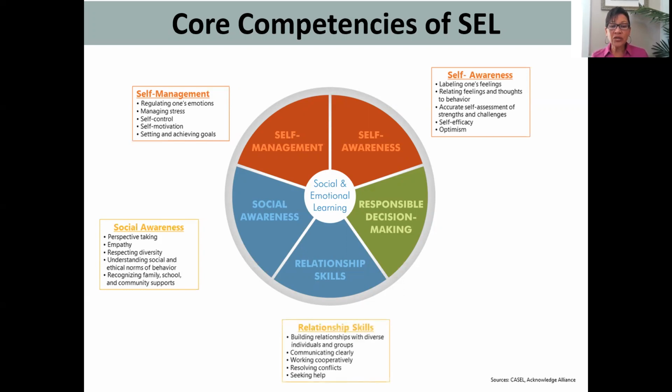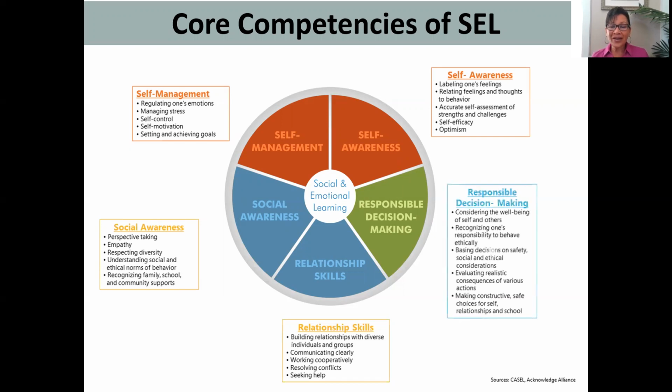The next one is looking at relationships and having those relationship skills, being able to build relationships with people who may be very divergently different from us, being able to communicate cross culturally, to work cooperatively, and to seek help when we need it. And then finally, be able to make responsible decisions that benefit not only ourselves, but others.